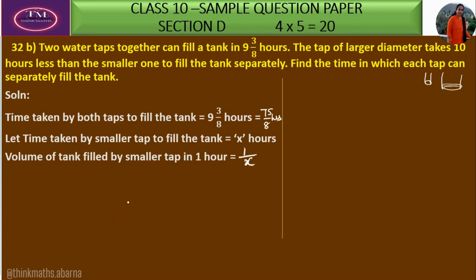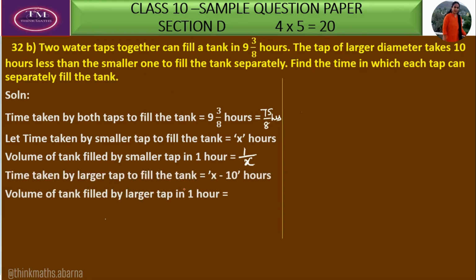Okay children, do you understand? Next, in the same way, we have to find out the volume of tank filled by the larger tap in 1 hour. So, what is the time taken by the larger tap? It is given that the tap of larger diameter takes 10 hours less than the smaller one. The smaller one takes x hours. So, it takes 10 less. So, it is x minus 10 hours. So, let us write that. Time taken by the larger tap to fill the tank is x minus 10 hours.